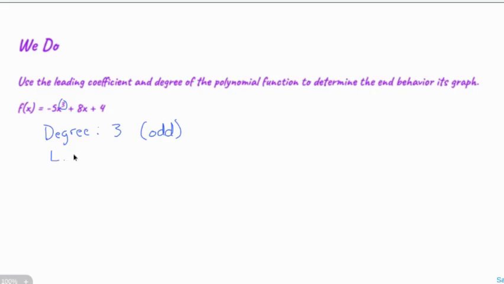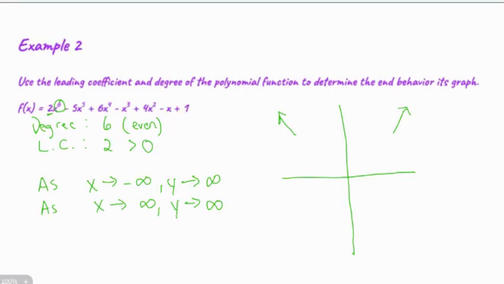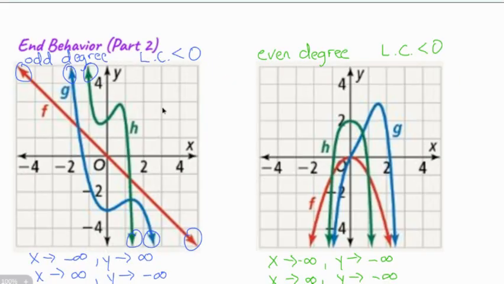And then the lead coefficient is -5. That's right here, so that's less than 0. So we're looking for odd and less than 0. So here's odd and less than 0. So here's our answer right here.